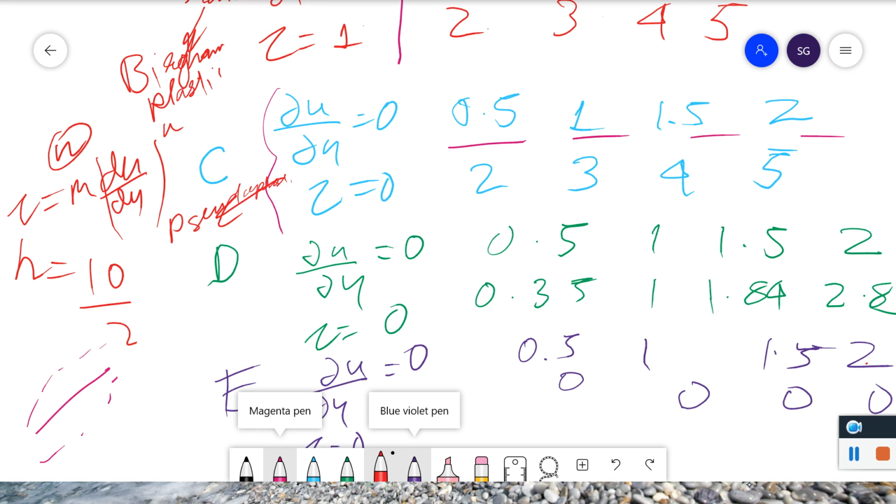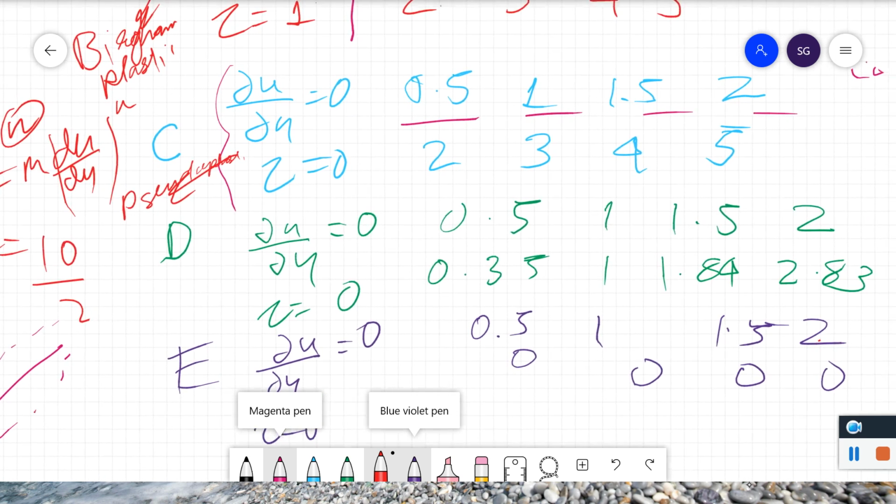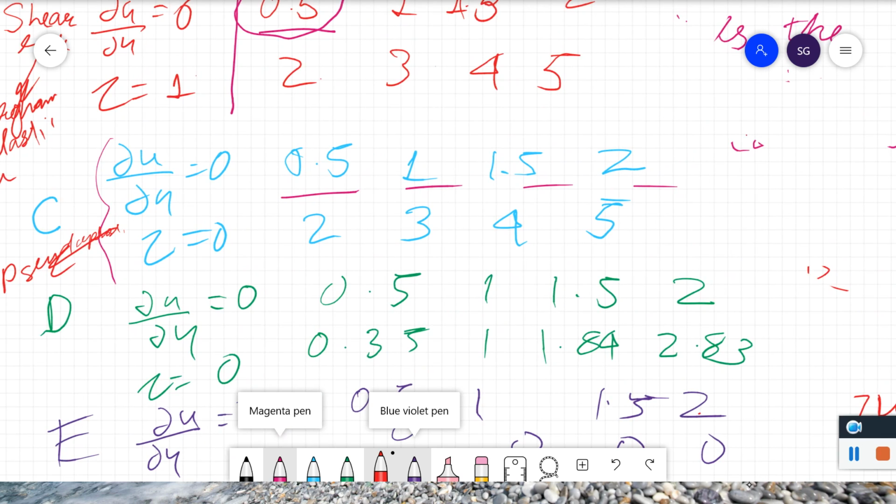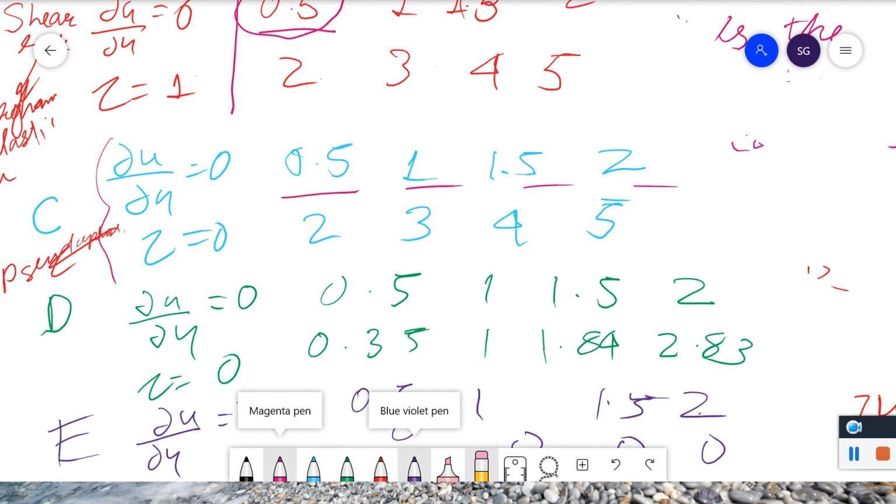See here, the focus on the shear stress, this C. Wait, this is the B1 I guess. Where's the C? Wait. That's why I was confused. The values I have written were different. Sorry, this value is something different. Wait, let me change the values.